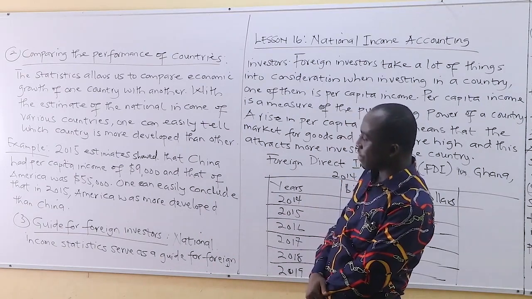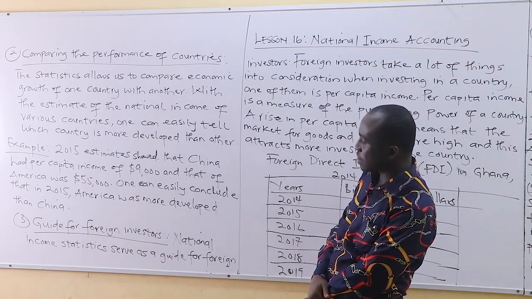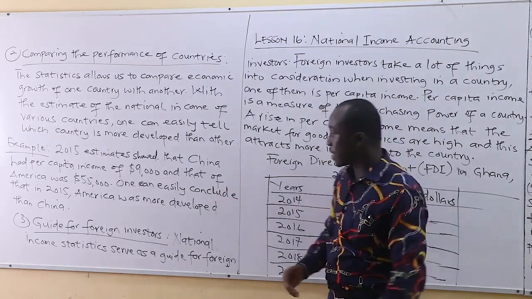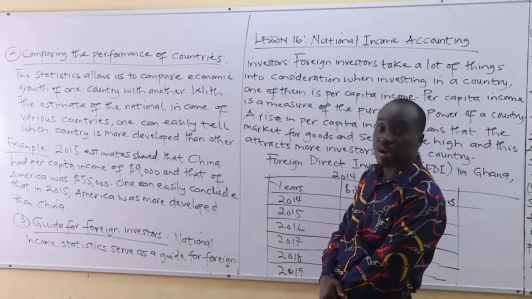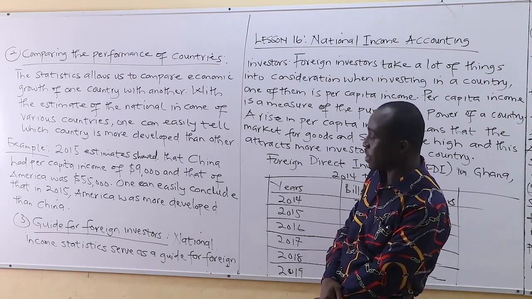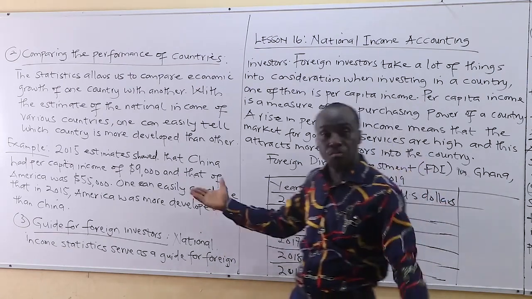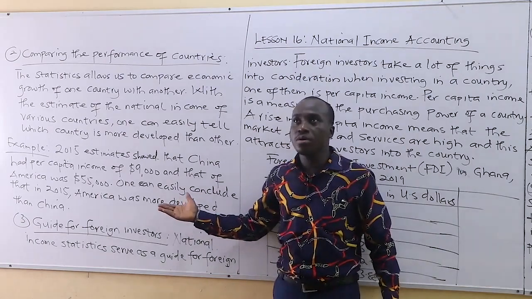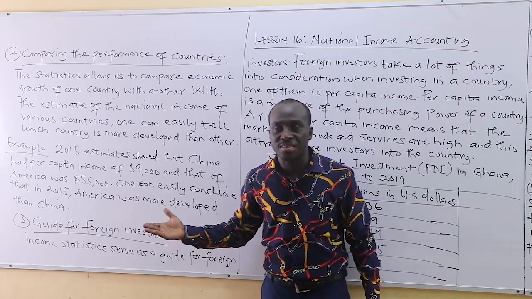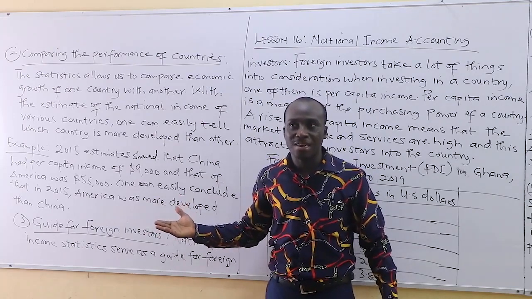In 2015, estimates show that China had a per capita income of $9,000, and that of America was $55,000. We can easily conclude that in 2015 America was more developed than China. Period. Not maybe. So China is about 1.4 billion people, America is just about 320 million people. So China is more developed than America?